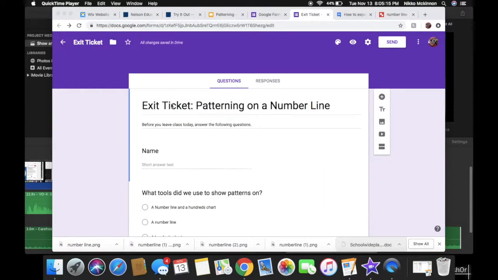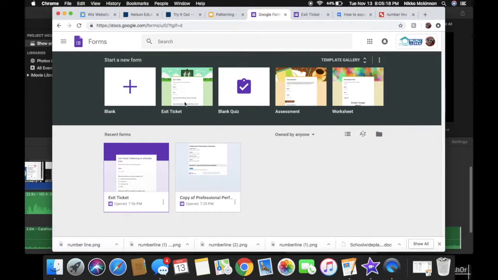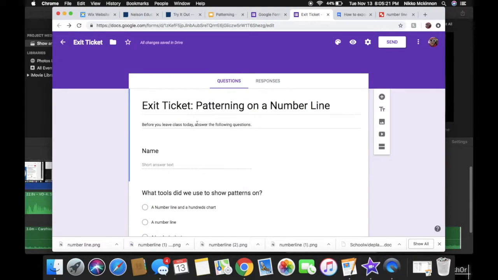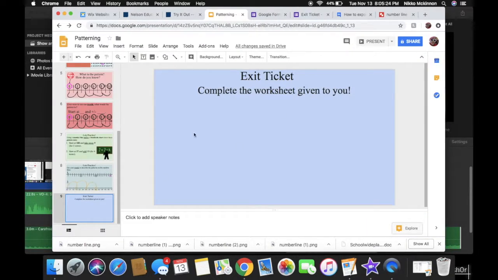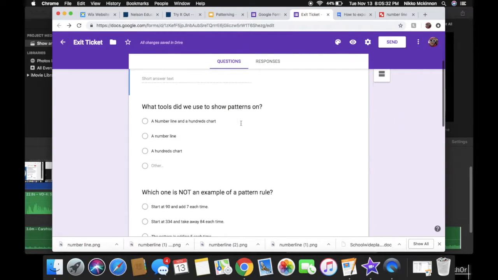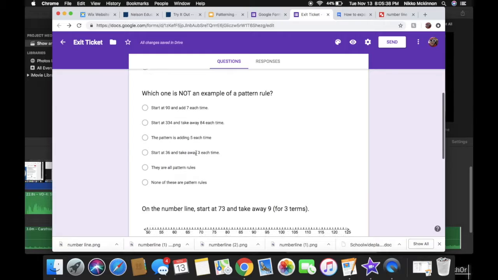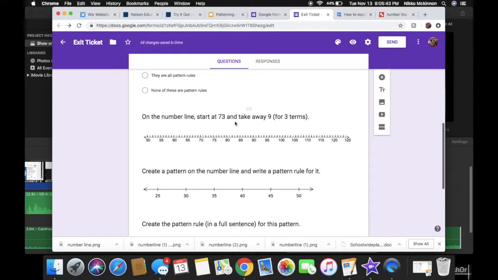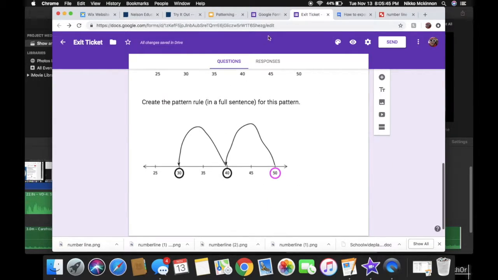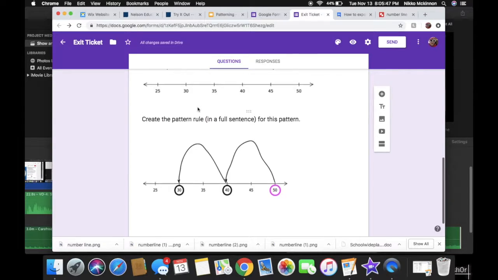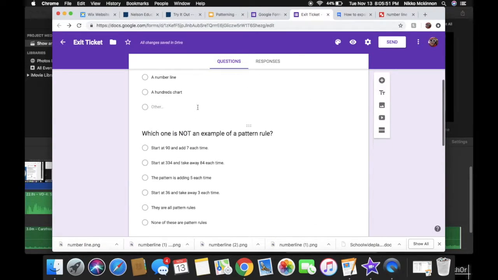Another thing that I decided to do was to make Google Forms. I decided to make a little exit ticket. So basically I included this little place here, and I'm just going to add some pictures. And I just have a little Google Forms thing. Before you leave class, answer the questions. So I have a spot to put their name and just some multiple choice questions, knowledge and application questions about pattern rules, creating patterns, being able to follow a pattern.